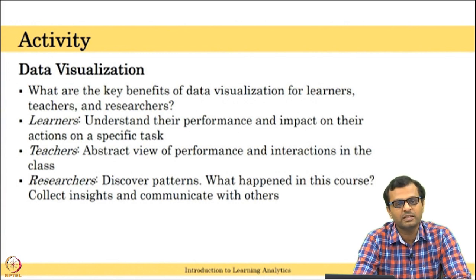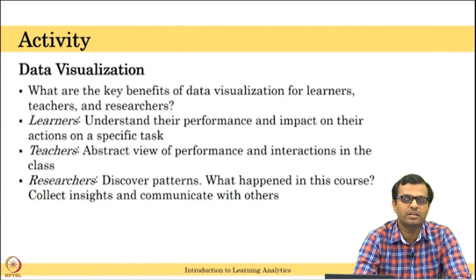Once a teacher understands that problem three is not answered by many of the learners, she can go and look further at which learners were not able to answer. Then the teacher can go and talk to those students and understand what the problem is. So for teachers, we need to provide an abstract view of the performance and interactions in the class, and also an individual view, individual data of each student, so the teacher can introspect and intervene.